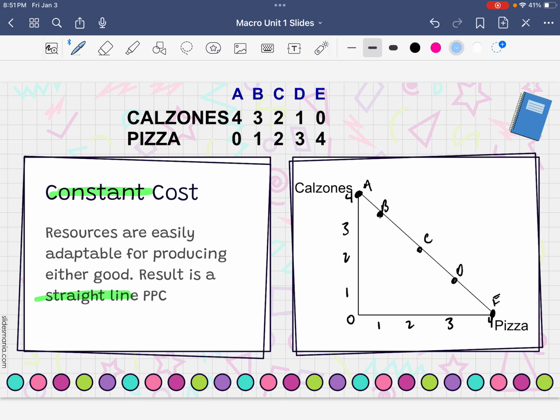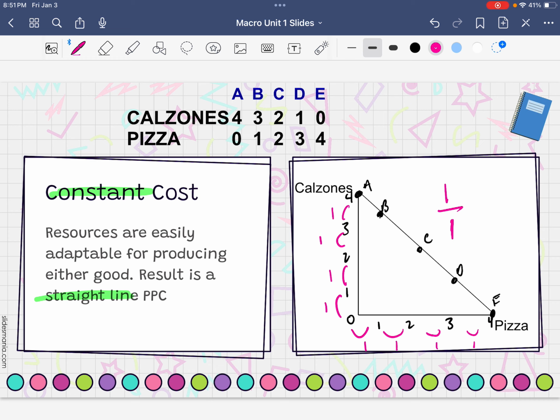Constant cost has another really identifying factor in that the ratio of the graph is constant. From 0 to 1 is 1, 1 to 2 is 1, 2 to 3 is 1, 3 to 4 is 1. You see how it's 1 all the way up? Same here, 0 to 1, 1, 1 to 2, 1. See how it's 1 all the way up? So the ratio of this graph is 1 to 1. The making of one pizza is the same time, energy, and resources as it takes to make one calzone.